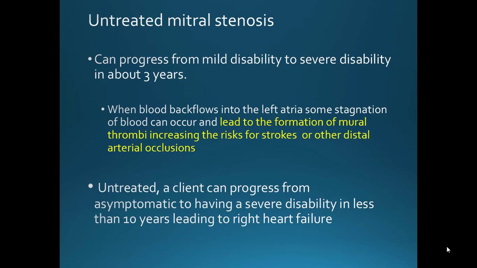Untreated mitral stenosis can progress from a mild disability to a severe disability in about 3 years with left ventricular heart failure. Ineffective atrial contractions also allow stagnation of blood in the left atrium, which will facilitate the formation of clots and thrombi, increasing the patient's risk for strokes or other distal artery occlusions. Untreated, a patient can progress from asymptomatic to having a severe left ventricle disability in less than 10 years and continue on toward a right ventricle failure as well.